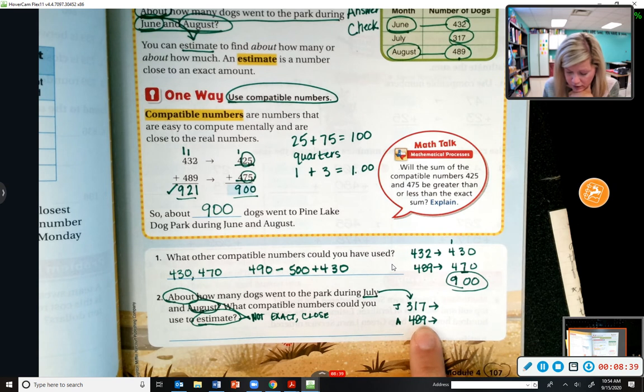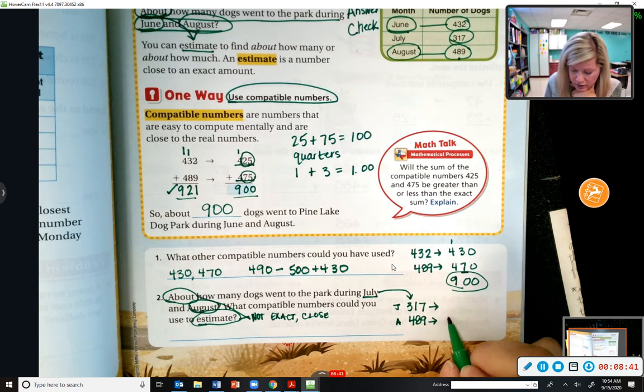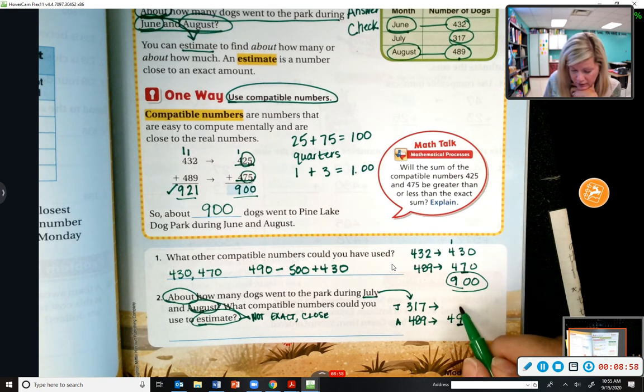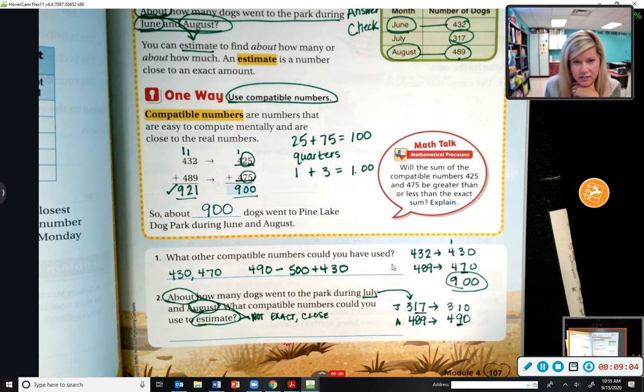Well, I know that 489 is really close to 490, so I'm going to use that again. And since I see a 9, I'm thinking in my head, what plus 9 would give me 10? Because 10 is always easy to carry and add because it ends in a 0. So I'm going to go ahead and make this 310. It is still close to 317, and it makes sense because 10 plus 90 is easy to do in my head. So 4 plus 3 plus 1 would be 8. 800.